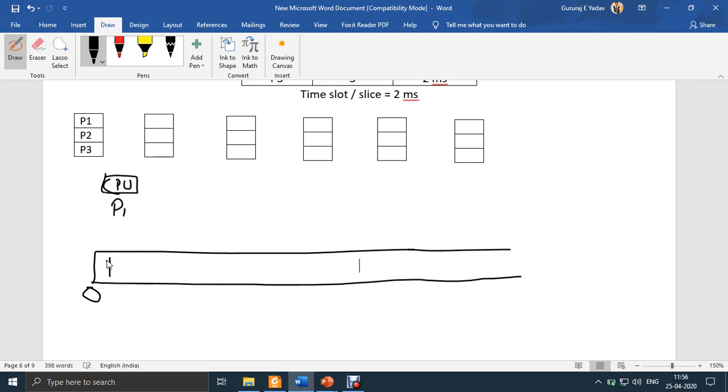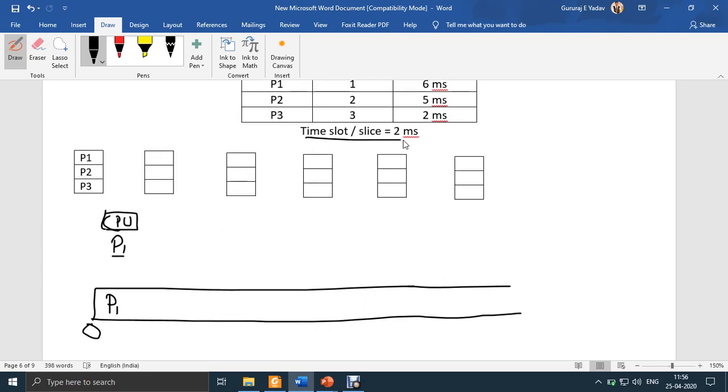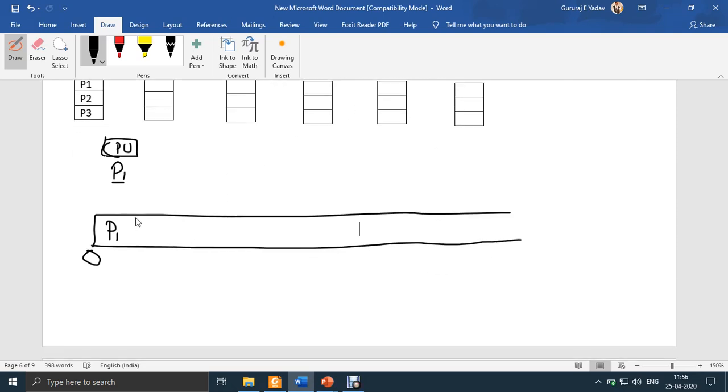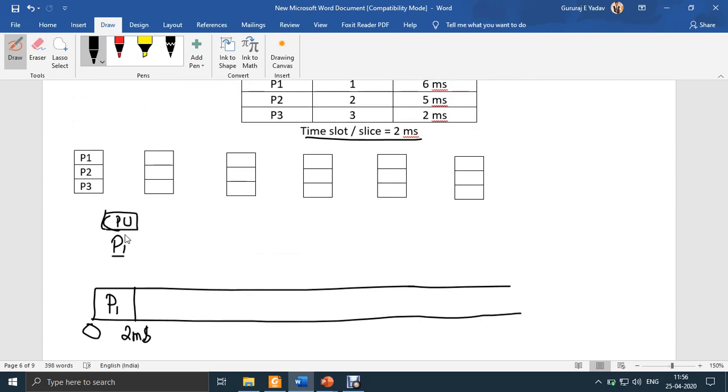So at time 0, P1 is given the chance to execute. Now, how much time will P1 be given to execute? That depends on the time slot, which we have already predefined, equal to 2 milliseconds. So at exactly 2 milliseconds, P1 will be preempted. P1 will be given the chance only for 2 milliseconds.